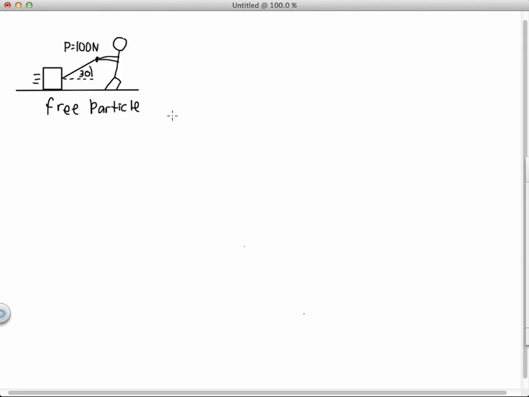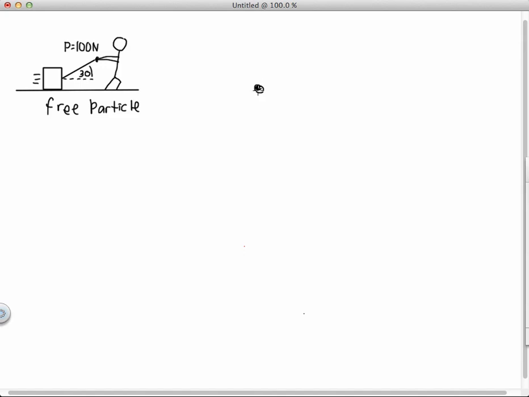Now remember, a free particle means that it's not accelerating, and it also means that the forces acting on that block all will add together and give you zero. So the first step I really need to follow here is to draw a force diagram. So I'm going to do that.